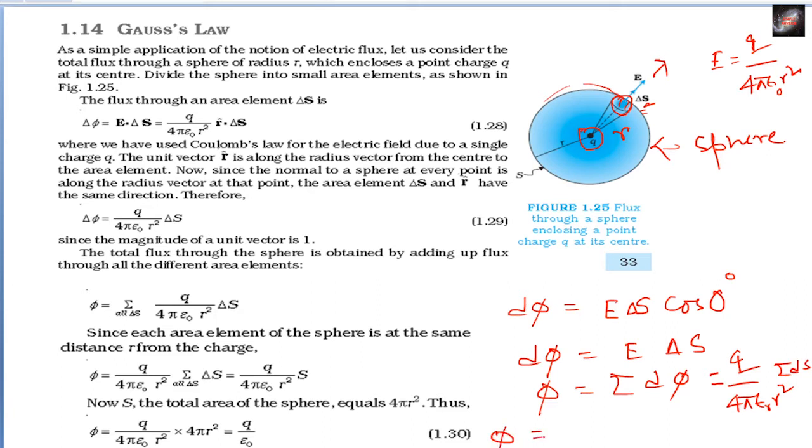If we consider the total surface area, then obviously we get the surface area of the sphere, whose value is 4 pi R square. So just replace here: Q by 4 pi epsilon naught into R square, into 4 pi R square. Here 4 pi and R square cancel. The remaining value is Q by epsilon naught. So this is the amount of flux that passes through the total surface area of this sphere.